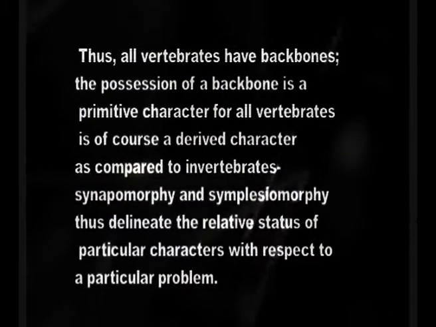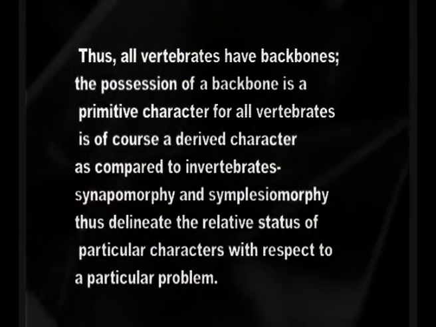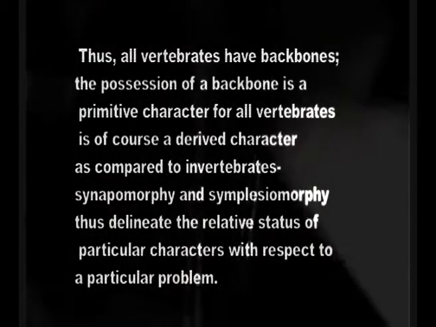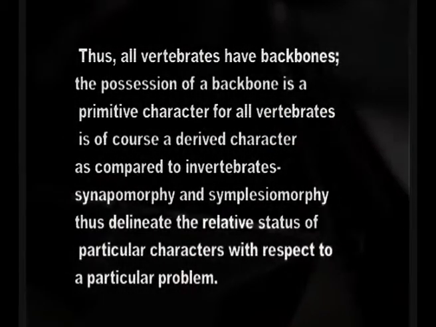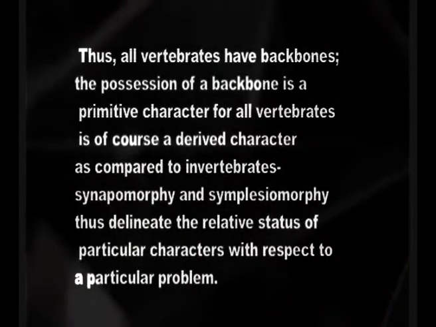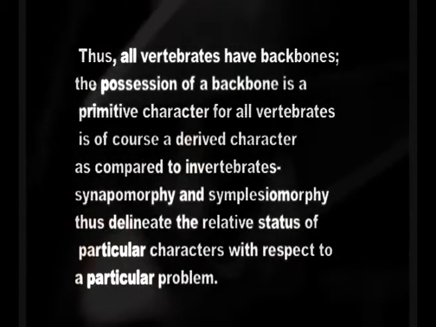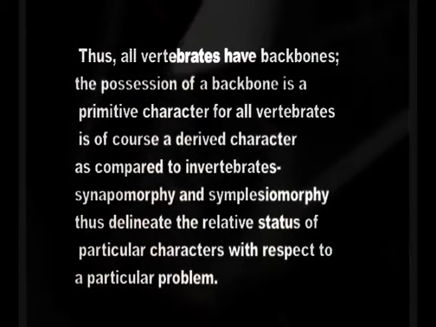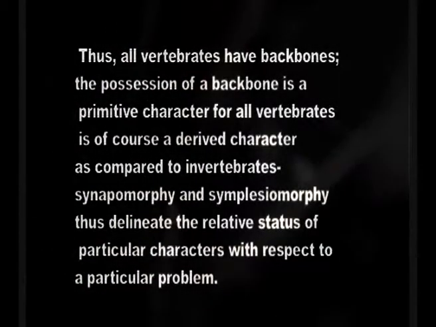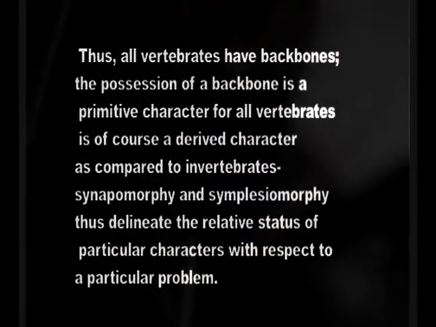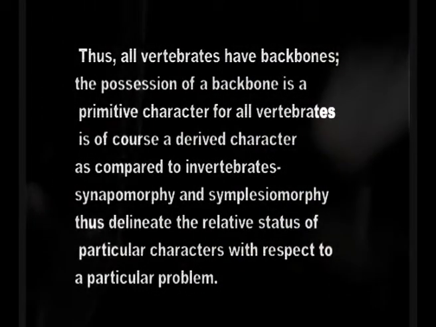The central concept of Hennig, 1966, was that in any group, characters are either primitive, that is symplesiomorphic, or derived. Thus, all vertebrates have backbones. The possession of a backbone is a primitive character for all vertebrates, but is of course a derived character as compared to invertebrates. Synapomorphy and symplesiomorphy thus delineate the relative status of particular characters with respect to a particular problem.